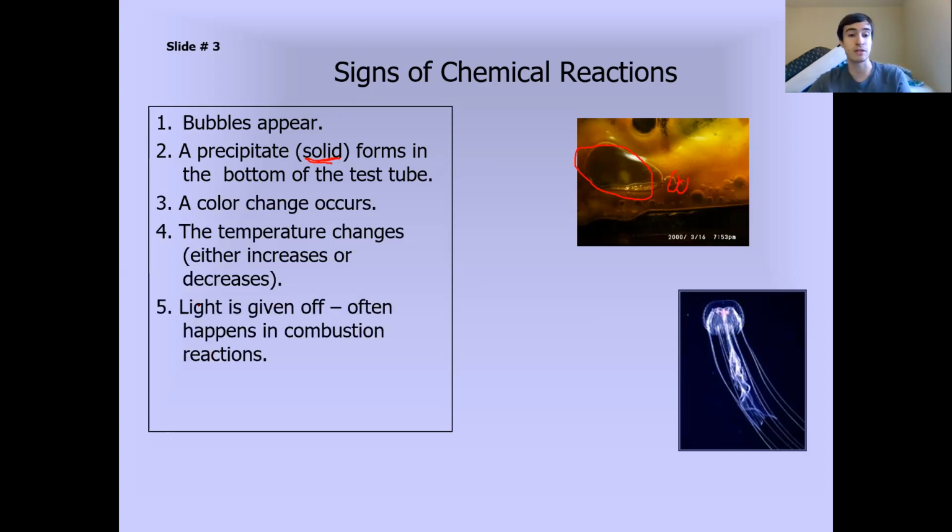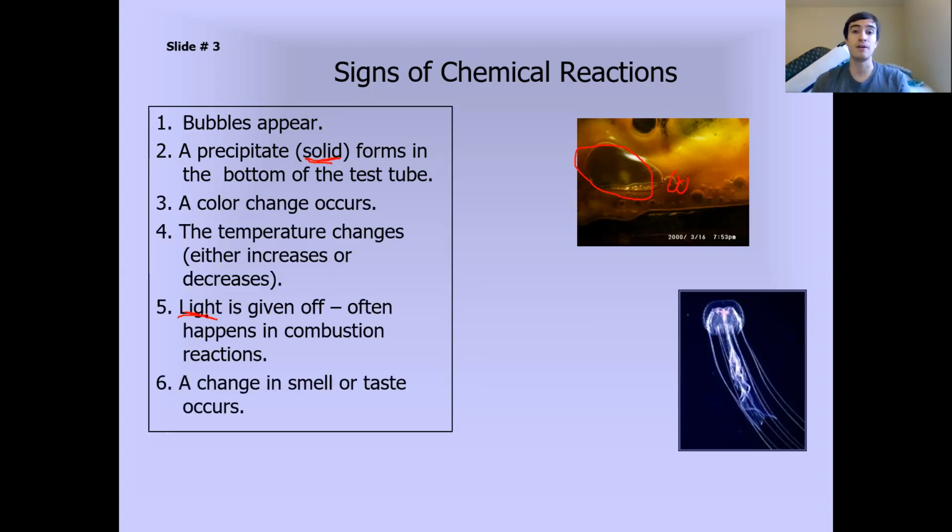Light is another good sign that you have some sort of chemical reaction happening. So a lot of times we think of this with combustion. So stuff like fire produces a lot of light. That's due to the chemical reaction giving off energy from the reaction in the form of light.